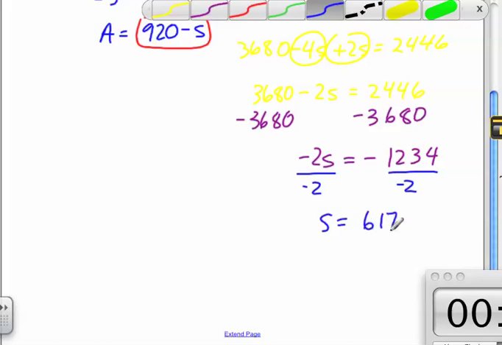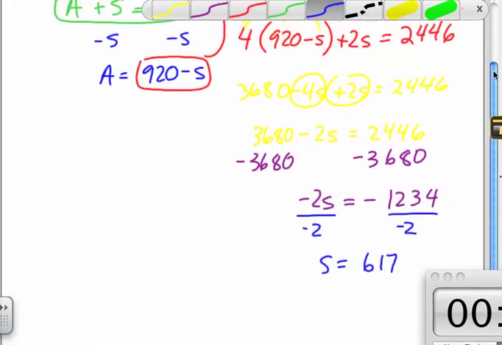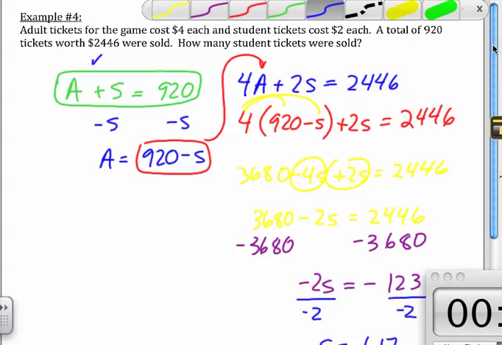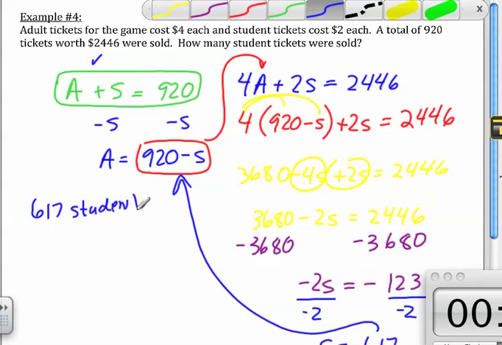So 617 student tickets. Now, what did they ask me? How many student tickets were sold? If they had asked me how many adult tickets were sold, I'd take my answer and plug it into this equation. But I actually found what they were looking for. So 617 student tickets sold. All right?